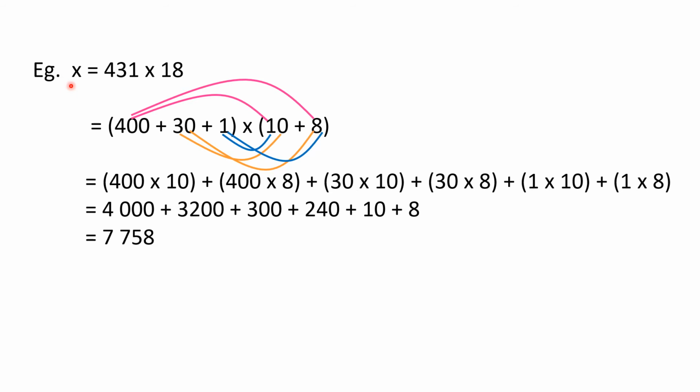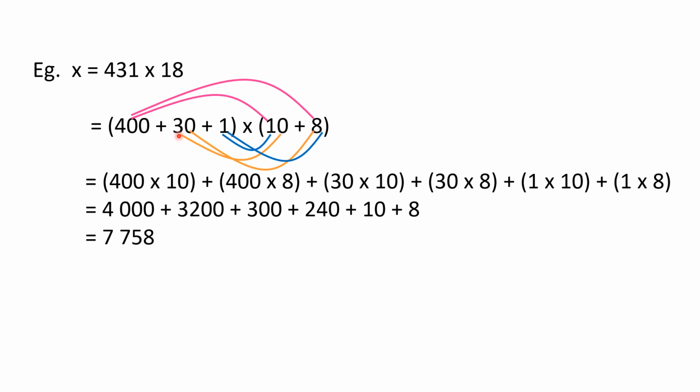So we start off with a plan. X equals 431 times 18. Breaking up both numbers, 400 plus 30 plus 1, times 10 plus 8. And you can double check that those are equal there. Now we make sure that each digit gets multiplied with another. So we start off with 400 times 10. And then we move on to 400 times 8. And we write it out here.